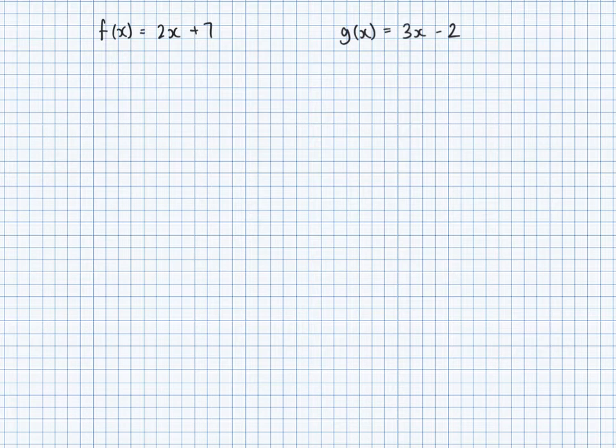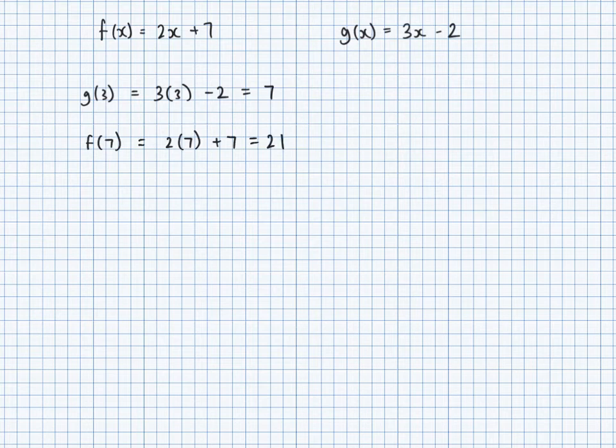So let's work out what g of 3 is. So g of 3 would be 3 times 3 take away 2. That would be 9 take away 2, which is 7. Now this is my output for g of 3. Now I'm going to input that into my f of x and find something for that. So I'm going to find what f of 7 is, which is equal to 2 times 7 add 7, and that's 14 add 7, which is 21.